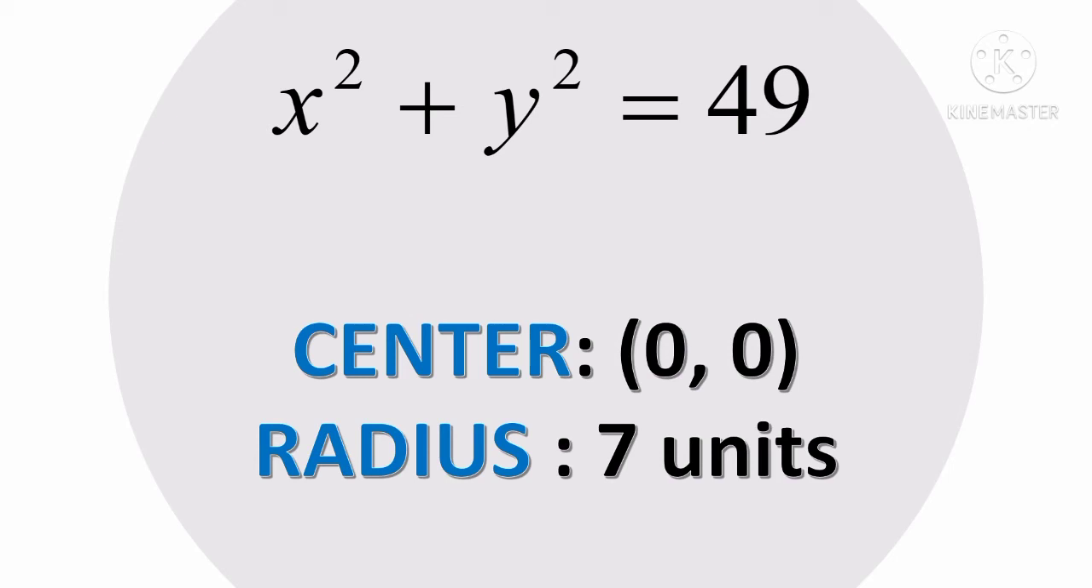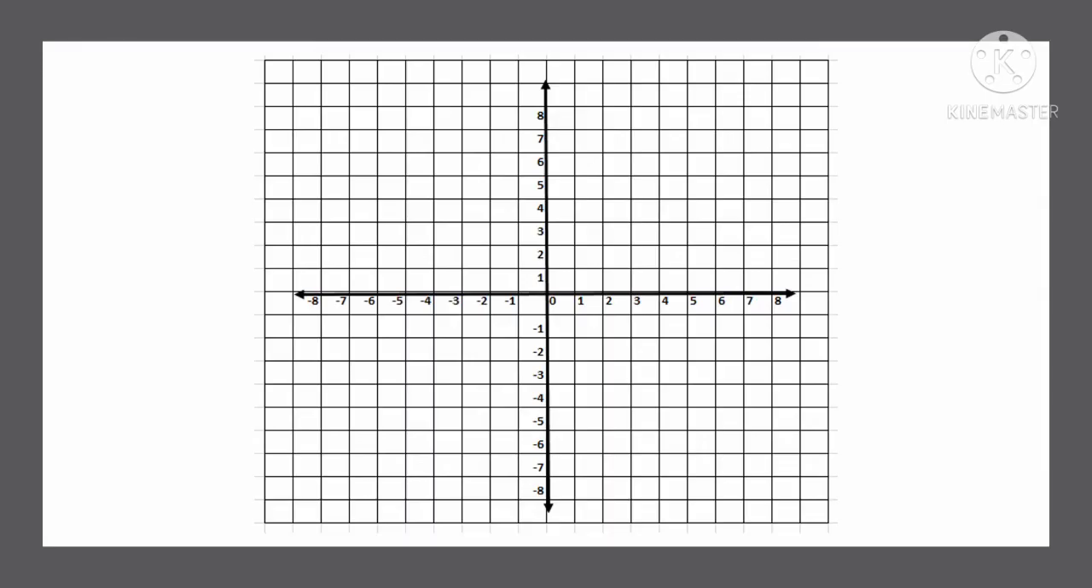So as we graph, we need to plot the center and radius points on the coordinate plane. The center here, since it is in the origin, is (0, 0). Each grid line represents 1 unit. As you've seen, in quadrant 1, x is always positive and y is always positive.